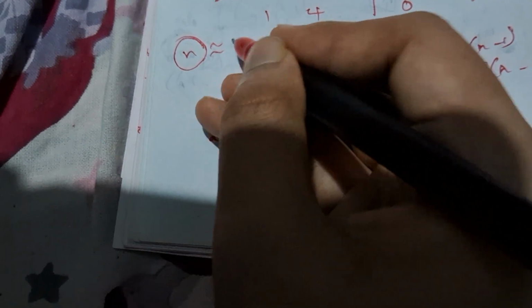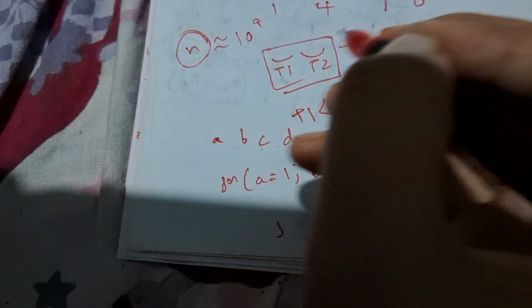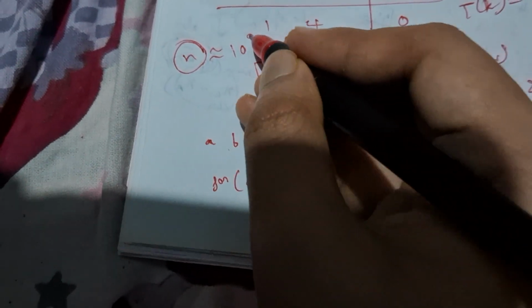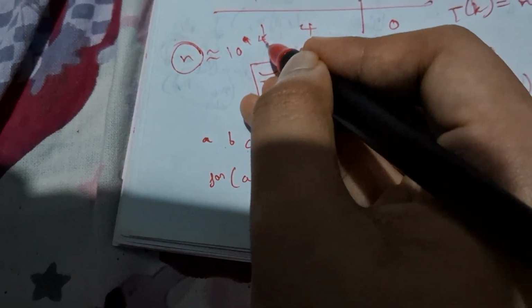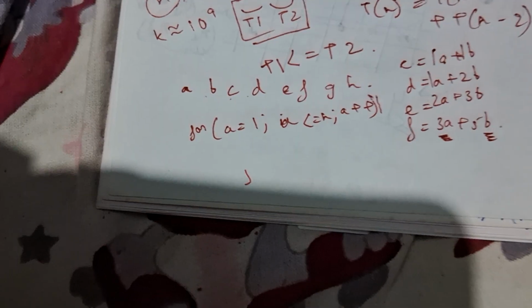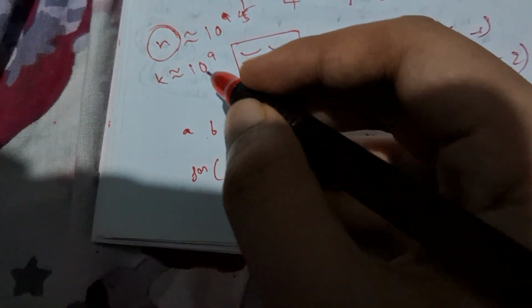Let me tell you about the constraints that were given. I think n was 10 to the power 4 or 10 to the power 5 or something, but k was almost 10 to the power 9.